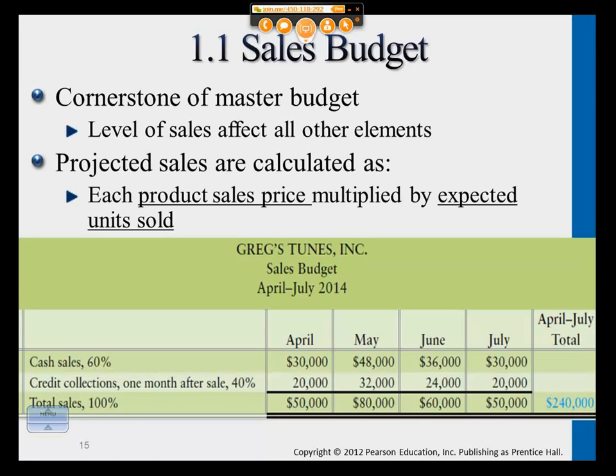So let's look at the example. Okay, we have some credit collection, some cash sales, great. The point is that for my sales budget, I can predict what I usually have in April, May, June, and July in my cash sales, and do the same for my credit, right? And then I'm going to sum it up, and I can predict that this 240,000 is what's going to be my total for April to July. So that's somewhat of your sales budget, right?